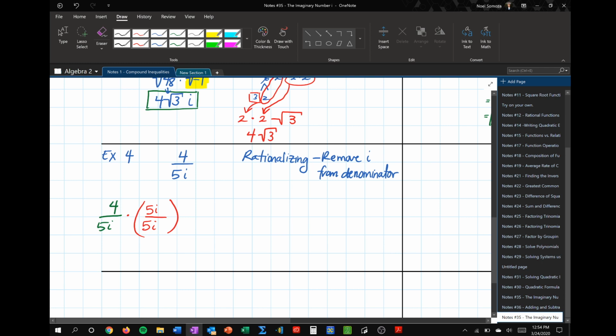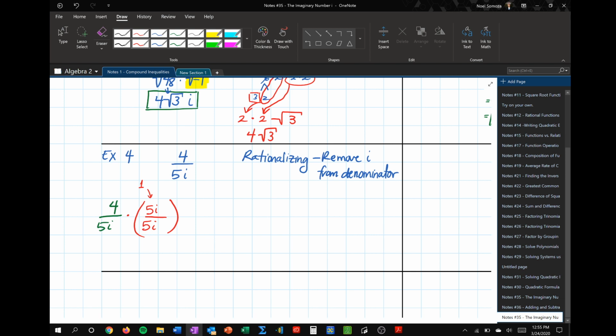Guess why it's okay to do that? Well, what is 5i over 5i? It's basically 1. So if you multiply by 1, are you really changing anything? Not really. So this is why it's okay to do it.